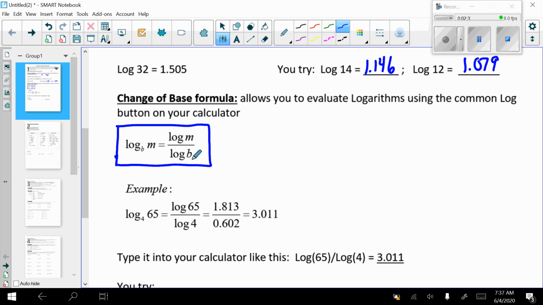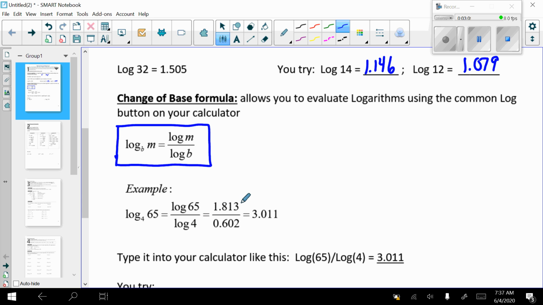Let's look at the example, and I think it'll make a little more sense. So I have log base 4 of 65. I don't know how to solve that. Even if I tried to put it in exponential form, it might not work out very nicely, right? It's going to be some decimal value. So if you use the change of base, it's always the log of the argument, so the log of m, the top part here, over the log of the base. Think the base goes in the basement of the fraction. So this turns into log of 65 over log of 4.